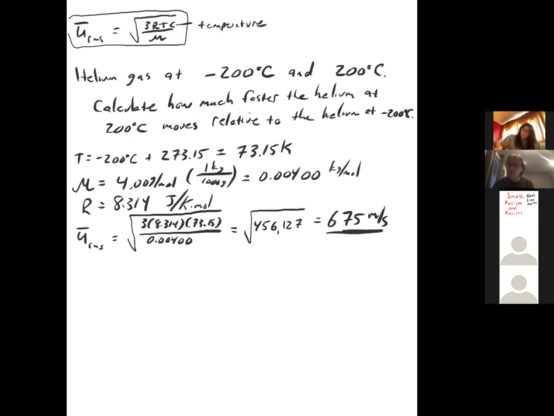Okay, so there's our average speed at negative 200 degrees. That's really cold. And they're still moving 675 meters per second on average. Some are even going faster than that because that's just the average. So that's around 1,300 miles per hour. Very, very fast. But now let's do 200 degrees C.